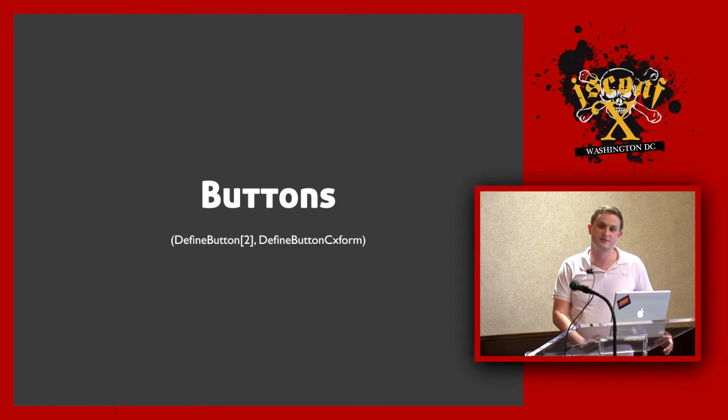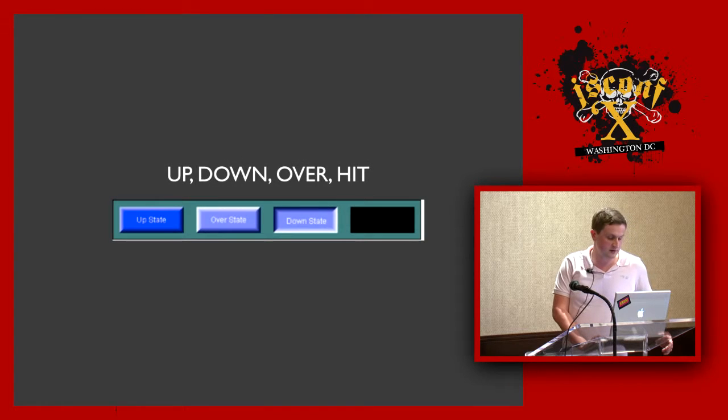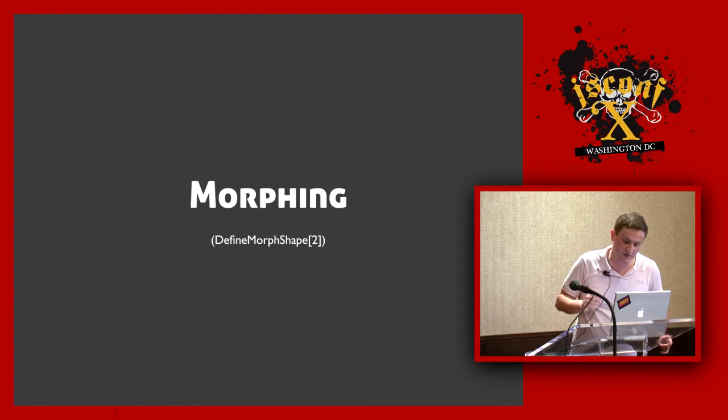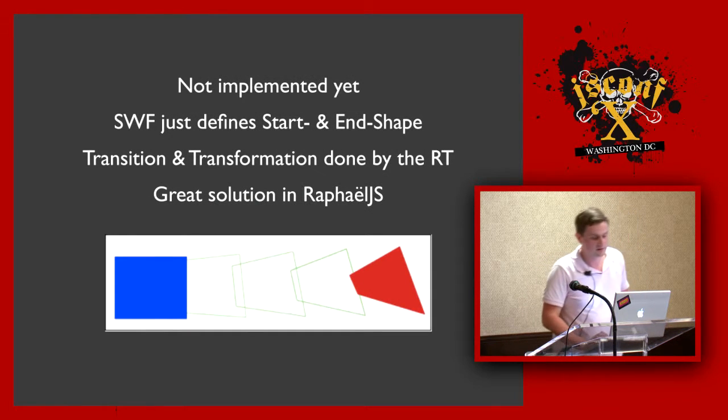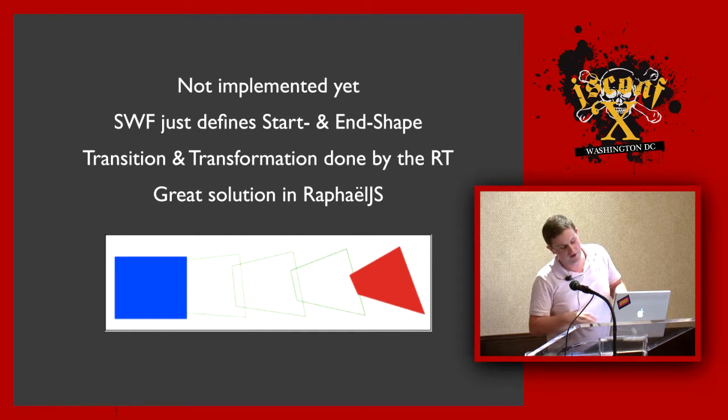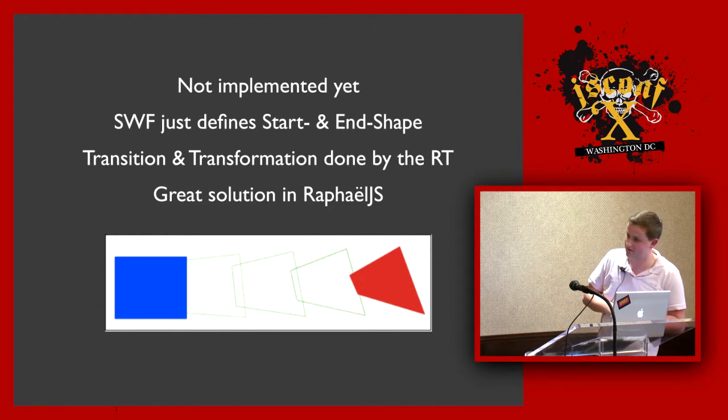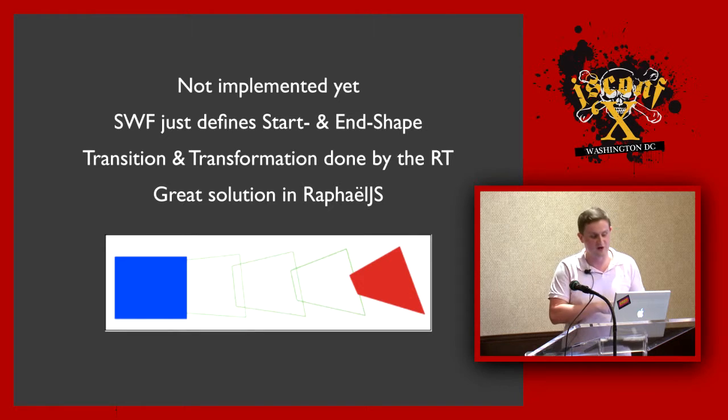It supports buttons for interactivity. I have not implemented morphing yet. In an SWF file, they just define the start shape and the end shape, and all the transition and transformation between these two shapes has to be done by the runtime. I have not implemented it yet, but there's a really great solution in Raphael.js. So I think Dmitry will show something.